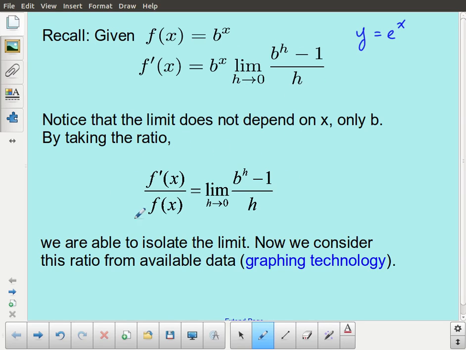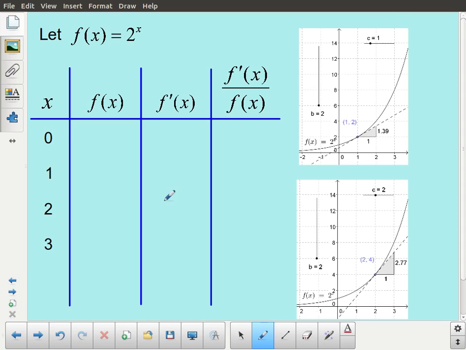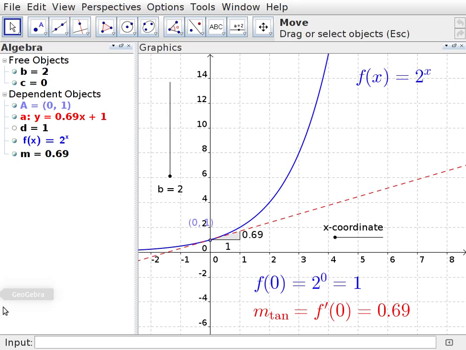So now that we've isolated this limit, what does it actually mean? What kind of values can I figure out that go along with that? And as I did before, I'm going to enlist GeoGebra to help me try to figure that out. So let's start off with this. I'm going to let my b value be 2, which means f of x is 2 to the x. I've got some screenshots of some graphs that I did previously, but I'm going to show you what kind of results we start to get if I go to GeoGebra.